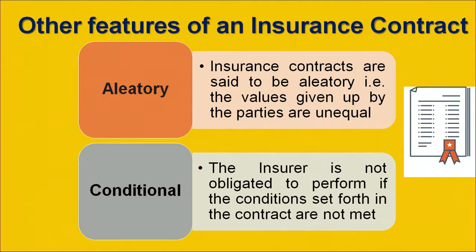The other factor is conditional. The insurer is not obligated to perform if the conditions set forth in the contract are not met. So, if I say that the age has been misrepresented or the habits have not been disclosed, then in that case, we can say that the insurer is not obligated to perform the conditions because it operates on good faith, and that was the primary condition for the insurance contract to be operational. So, if that principle has been breached, then the insurer is not liable to pay the compensation in case of any mishap.